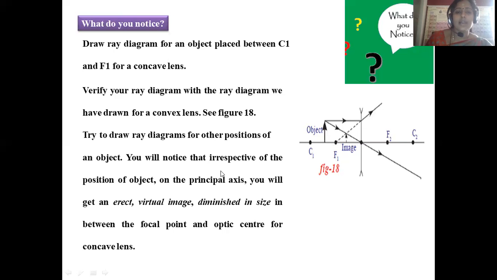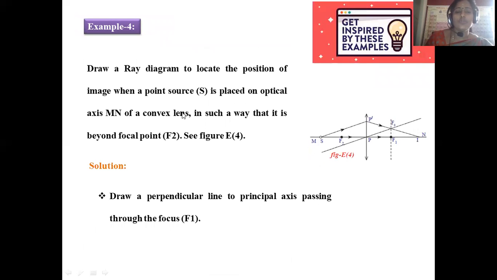Yes, let us apply some examples in continuation to these rules and applications, right? So rules were framed. According to those rules, we drew different inferences. Based on that, we are going to practice the examples, right? Draw the ray diagram to locate the position of the image when the point source is placed on the optical axis MN of the convex lens in such a way that it is beyond the focal point as shown in the figure. So let us discuss in detail.